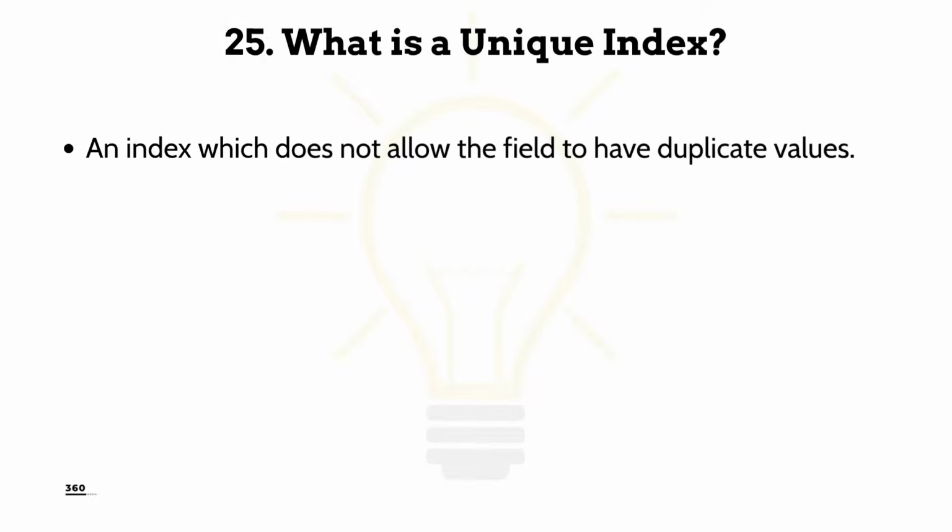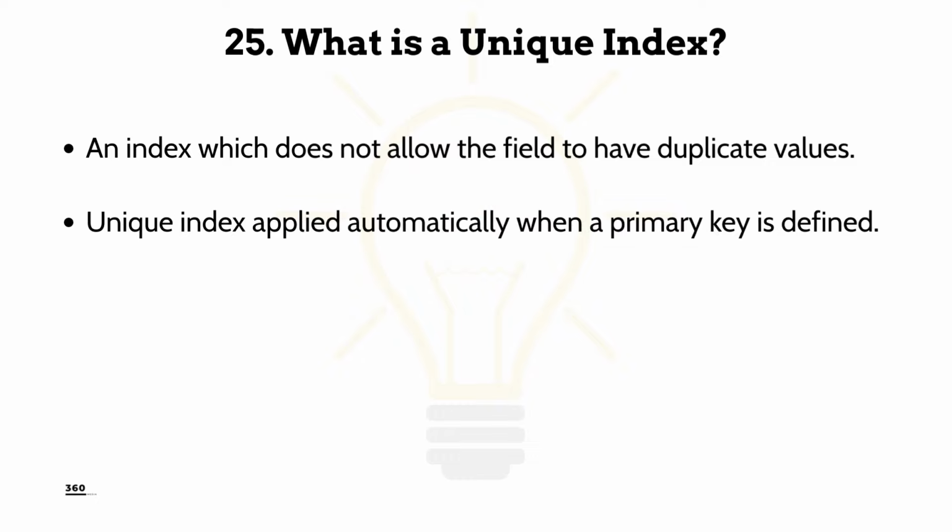What is a unique index? This type of index does not allow any duplication of values in the field or column where the indexing is applied. Like with the primary key, unique indexes can automatically be applied when a primary key for a table is defined.